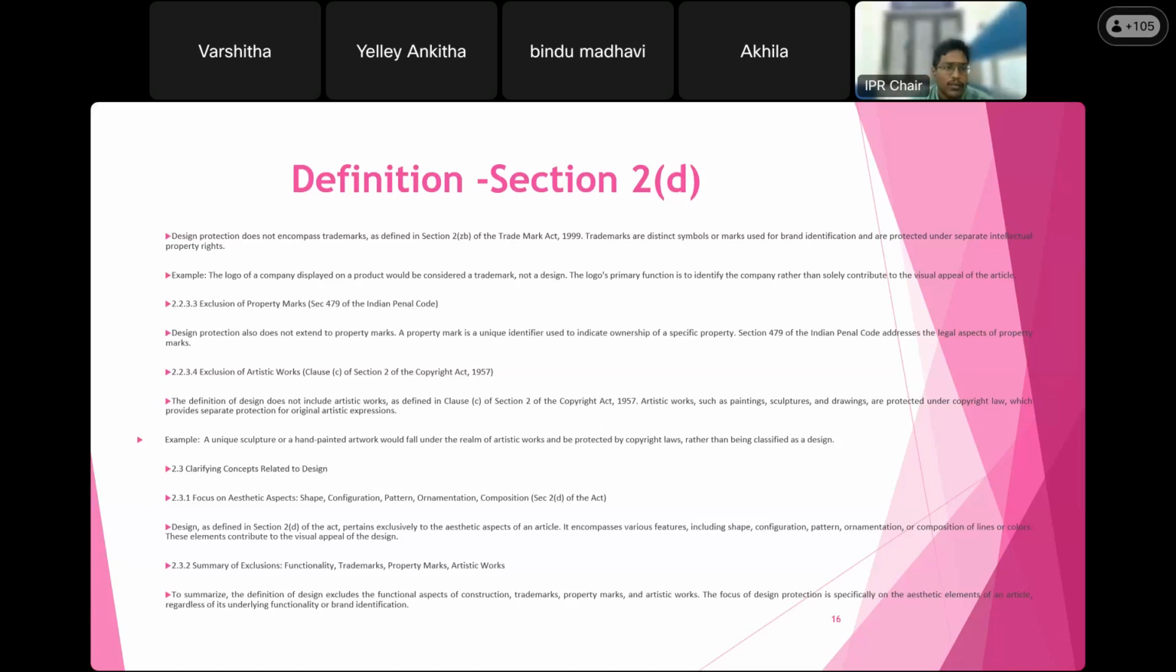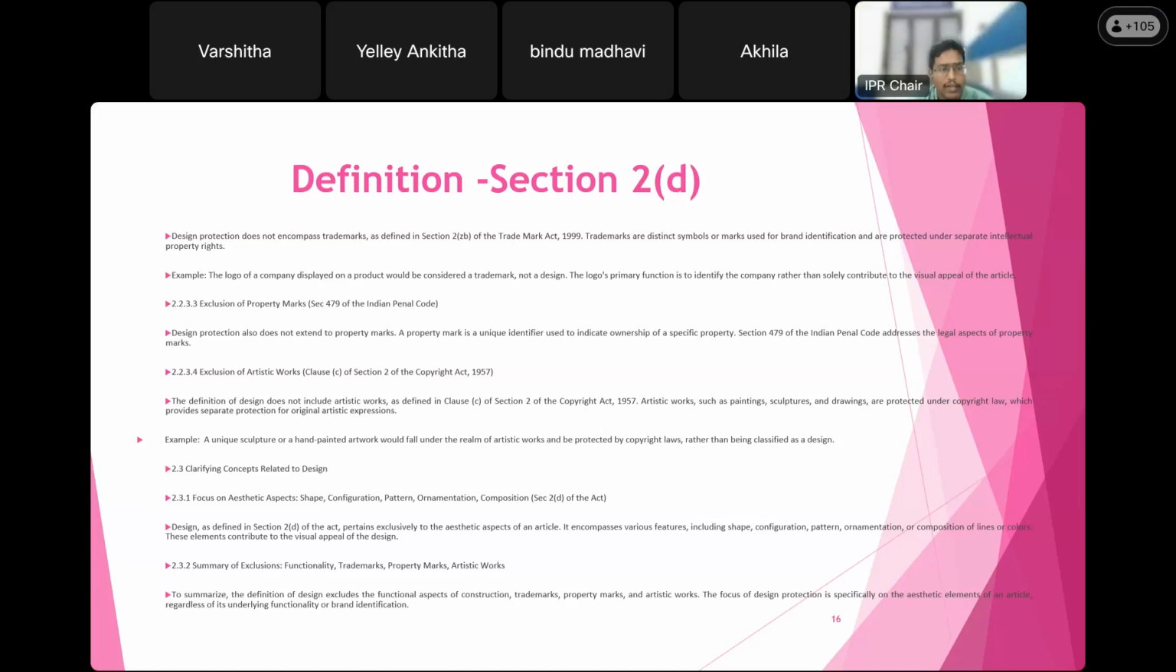And another exclusion is property marks. What is a property mark? A property mark is a unique identifier used to indicate ownership of a specific property. This is actually defined under section 479 of the IPC, which addresses the legal aspects of property marks. So even property marks cannot be protected under design.